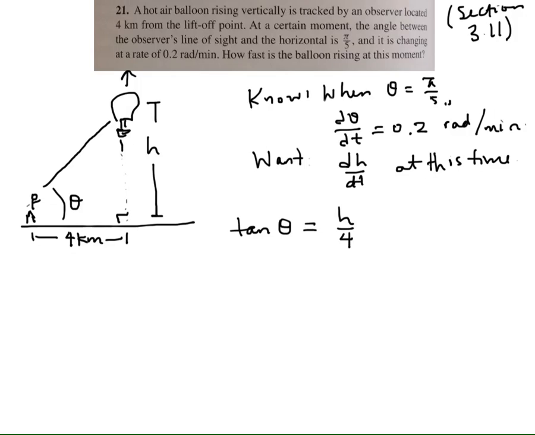Okay, and why don't we be a little bit more explicit and show that theta and h are things that depend on t. They're varying over time. So when we take the derivative, this will remind us that we have to use the chain rule here. So we've related the variables, but now if we want to relate their rates of change, we have to take the derivative of both sides.